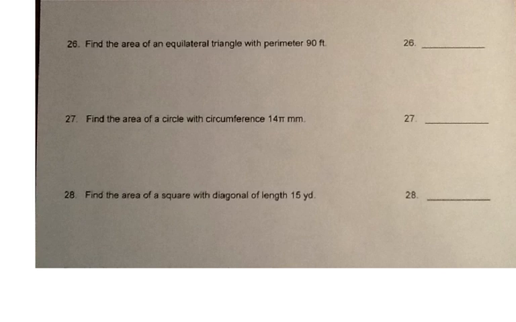Alright, number 26. Find the area of an equilateral triangle, that means all sides are the same, with a perimeter of 90 feet. So I have 30 and 30, and if I'm going to do an area, I'm going to need a height, so I'm going to split this into 15 and 15. Now, if you'll remember, the angles of an equilateral triangle are all the same. Since they add up to 180, each of the angles is 60, which makes this half triangle a special triangle, a special 30, 60, 90 triangle.